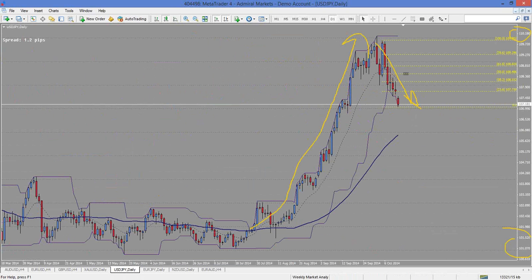Okay, so what may take place this week, there's a bit of news that will impact all of this, but if I go into a 4-hour chart, there was one level that I liked.